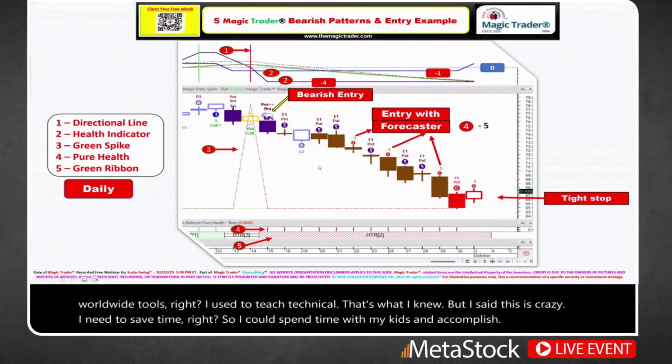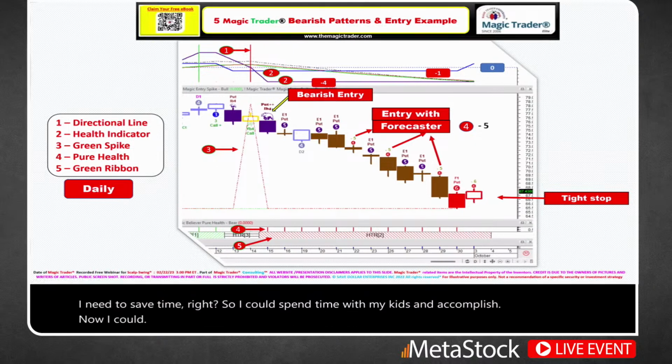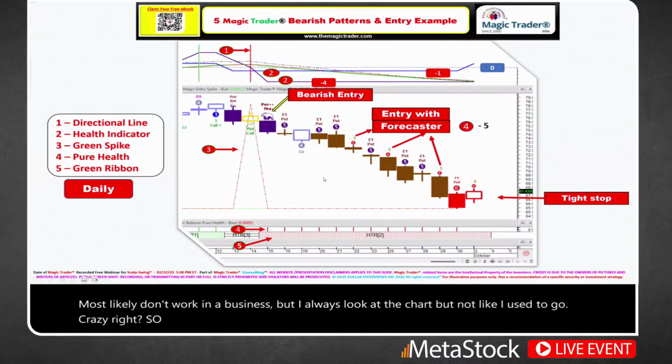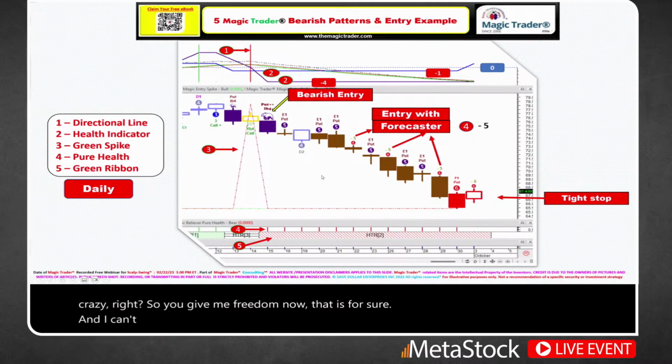Now I most likely don't work in a business, but I always look at the chart, but not like I used to. I used to go crazy, right? So it gave me freedom now, that is for sure. And I accomplished a lot of things now, which I could not do before.